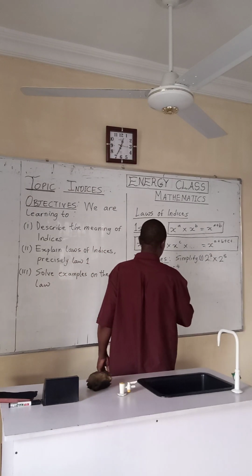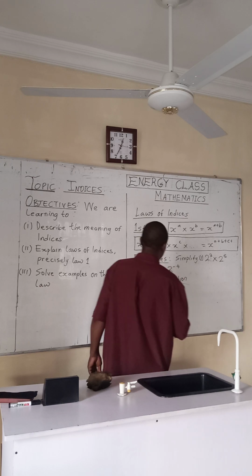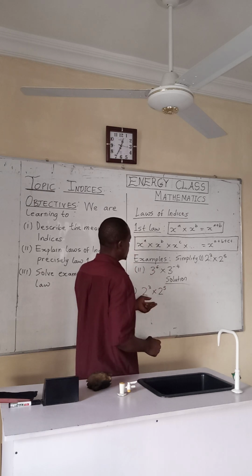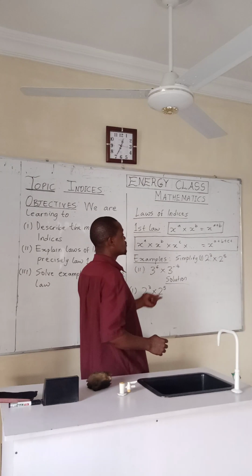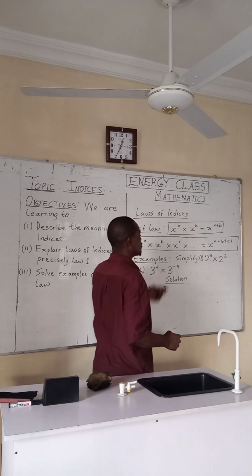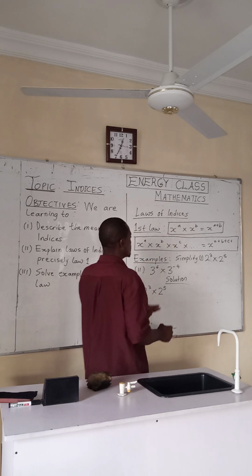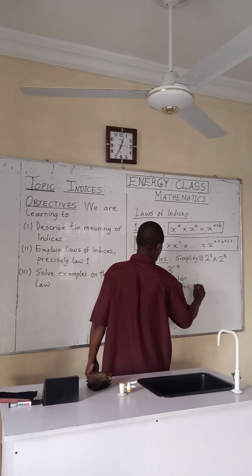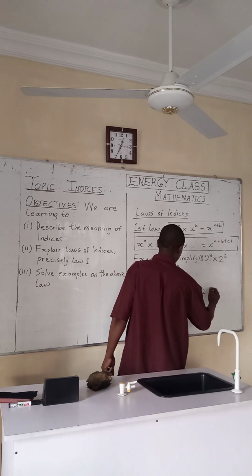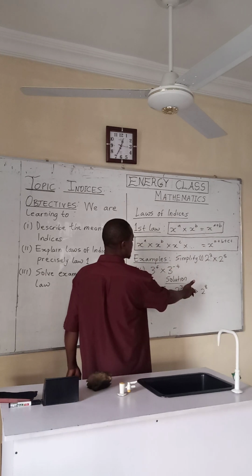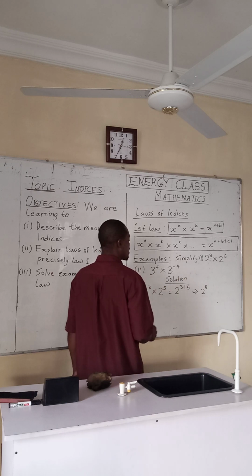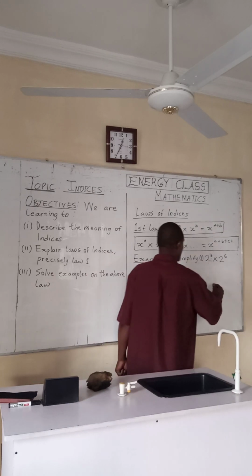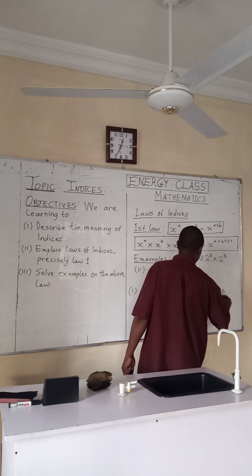It's very simple. Solution. The first one, 2 raised to power 3 times 2 raised to power 5. Looking at these figures, it is comparable to what we have in the first law here. So we can write this question in this form. That gives us 2 raised to power 3 plus 5, and that results to 2 raised to power 8. If we add this together, it will result with 2 raised to power 8, and if we multiply it out, it will result to 256 as the answer.